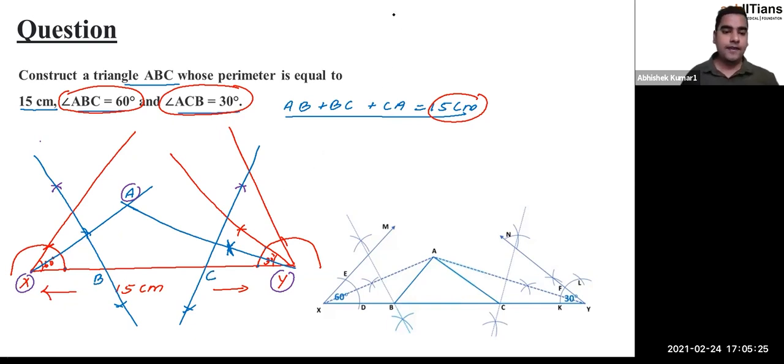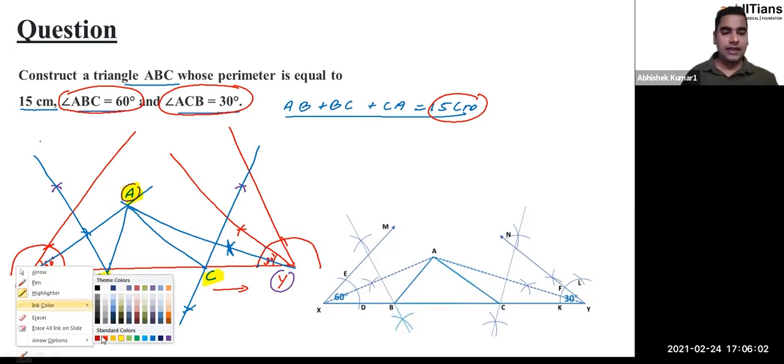Is that clear? Now all you have to do is join AB, and you have to join AC. After joining AB and AC, you will get your required triangle quite easily. That's it. Clear? So this ABC that we got here is our required triangle. This will satisfy all the conditions.